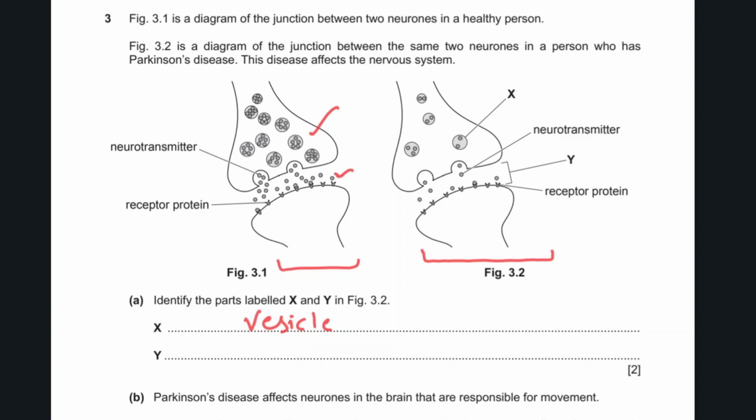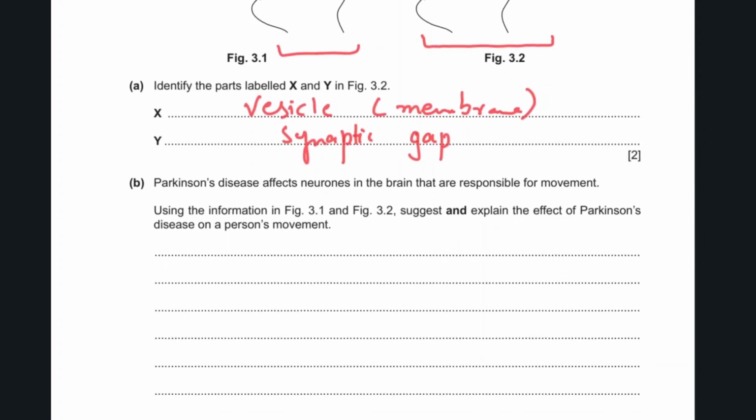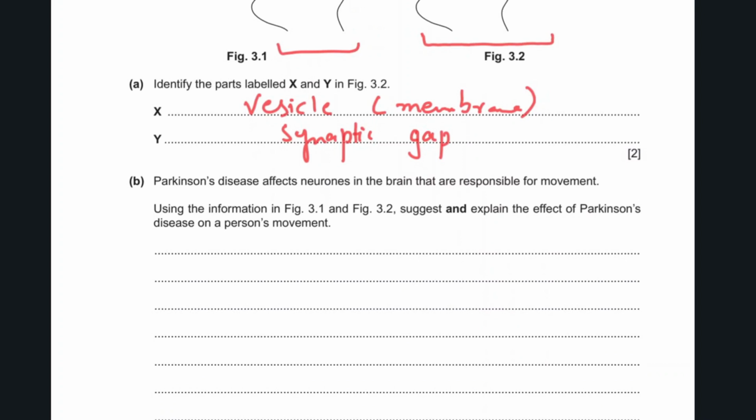Identify label X. Label X will be the vesicle, or you can say vesicle membrane, because they are not pointing towards the neurotransmitter. So vesicle or vesicle membrane, and Y will be the synaptic cleft, or you can say synaptic gap. Next, using the information, suggest and explain the effect of Parkinson's disease on a person's movement.